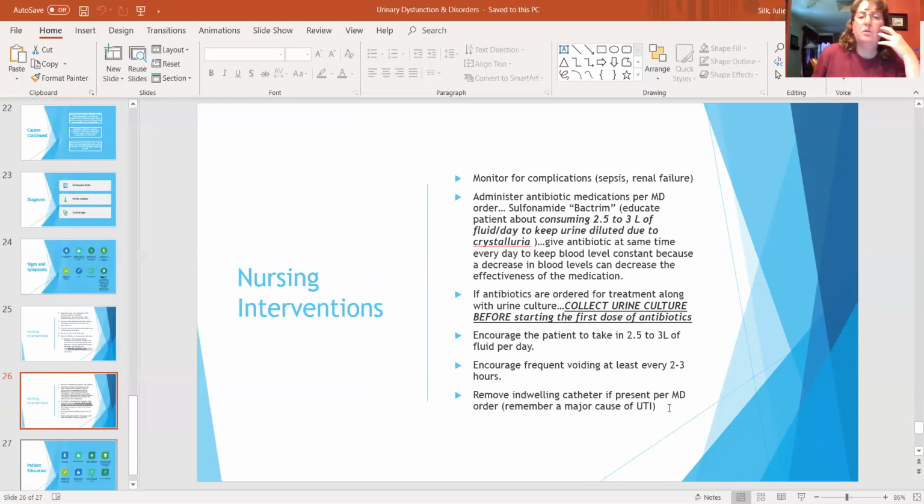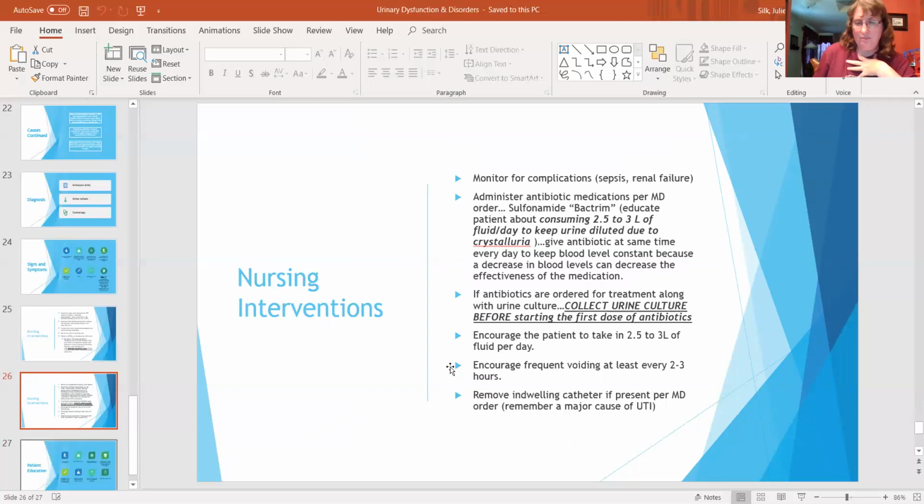Other things we're gonna do, we're gonna, of course, give them antibiotics, right? So some of the things that we tend to go to are Bactrim. That's a big one that we usually choose. And then I see Cipro a lot. So we want to educate patients about consuming lots of liquids if they can. So 2.5 to 3 liters a day, if at all possible, unless it's contraindicated with them. Also, we want to collect the urine culture before starting the first dose of antibiotics.